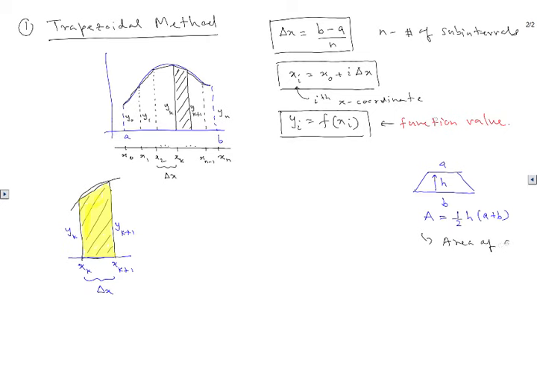Area of a trapezoid. So we can use the same idea here. What we can do is find the area of this trapezoid. So this is the kth one.